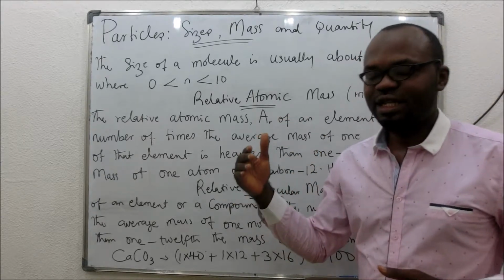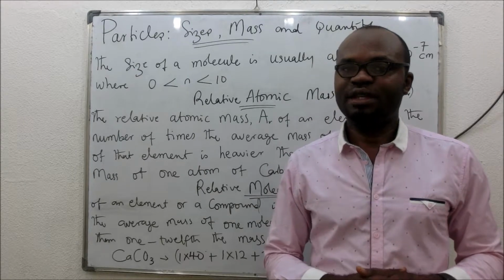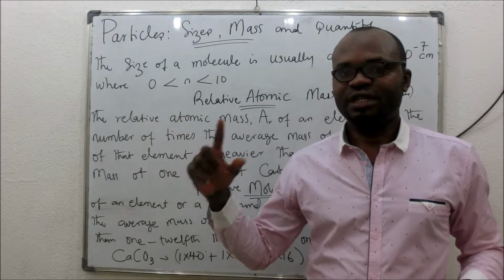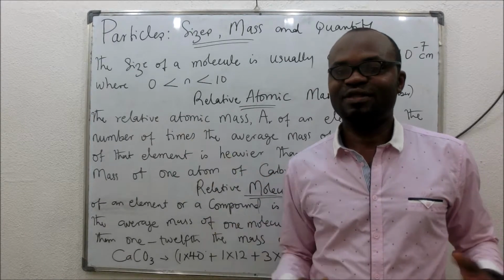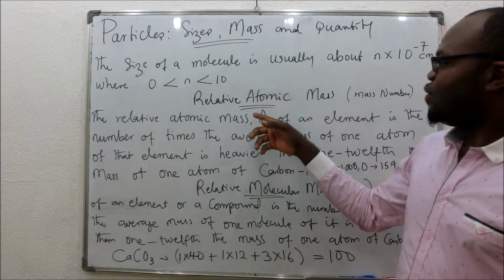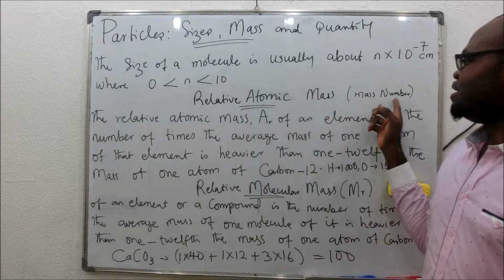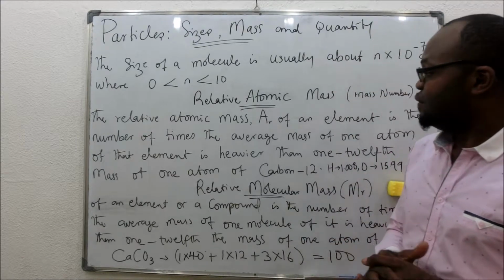If you check the last lecture where I gave the atomic numbers of the elements, when you get to the atomic number, just multiply it by 2. It's likely that you get the mass number or the relative atomic mass. Another word for the relative atomic mass is mass number, so you can see them used interchangeably.